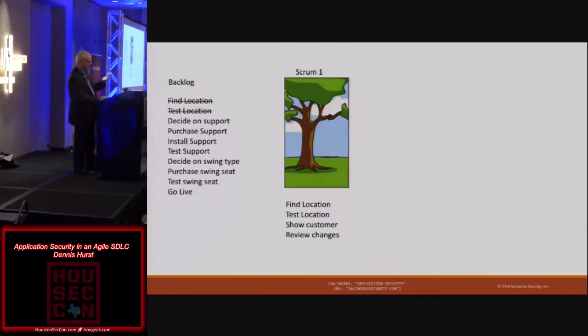In our case of our swing, we say, okay, we're going to find our location, we're going to test our location. Then, very important, we show our customer and review what went wrong. I'm going to go to the customer and say, do you like this tree? And Billy's going to go, no, I don't like that tree. There's a big dog next door. Okay, let's go find another tree. Okay, so I'm going to find a tree first. But I'm going to do a finite amount of work.